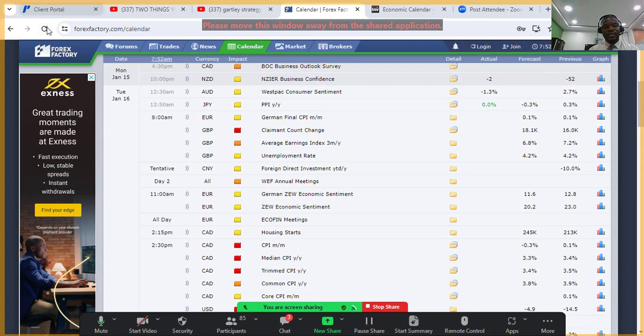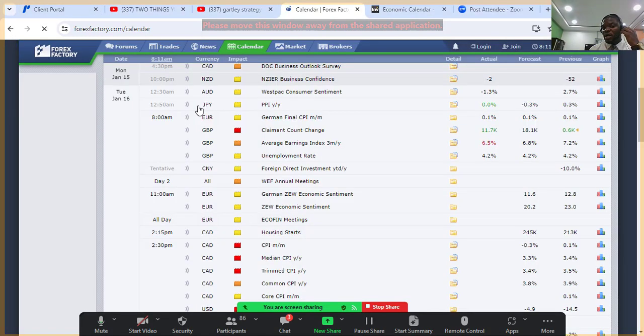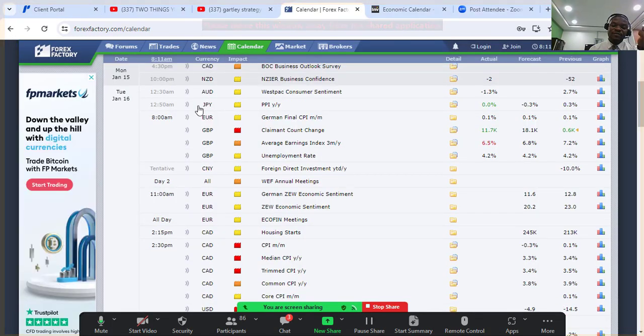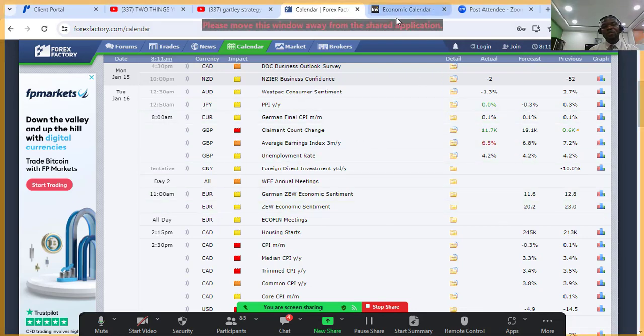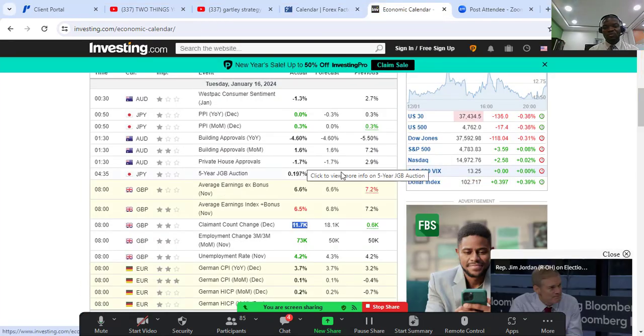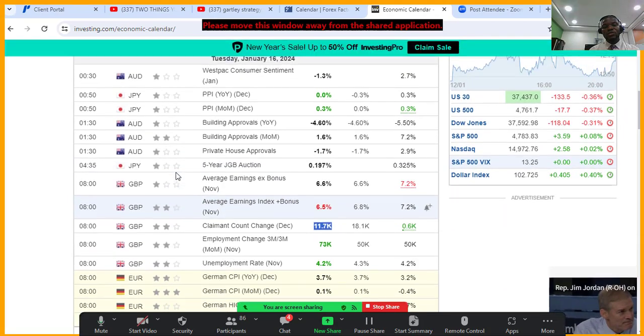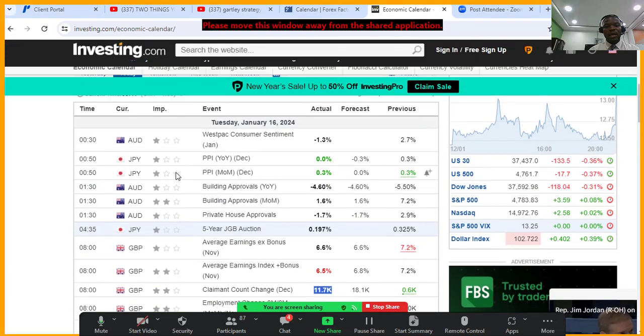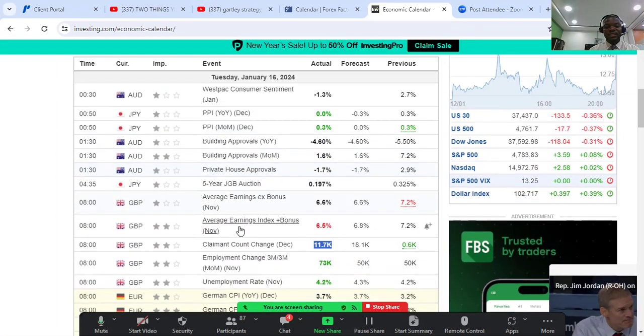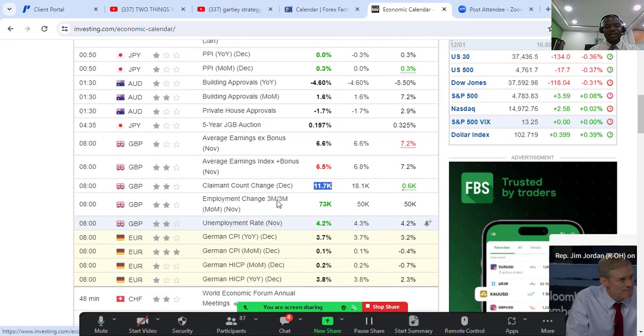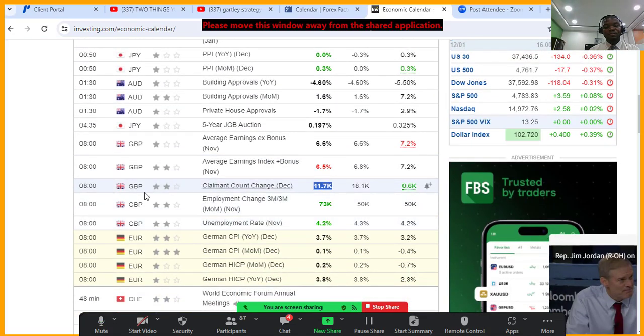So I will just refresh here. That's one advantage investing.com has over Forex Factory. Here you need to refresh before you can see the value. But over here in investing.com, please, I have switched to investing.com, I believe you can see it. Without refreshing, the value will just appear. As you can see, the claimant count change.